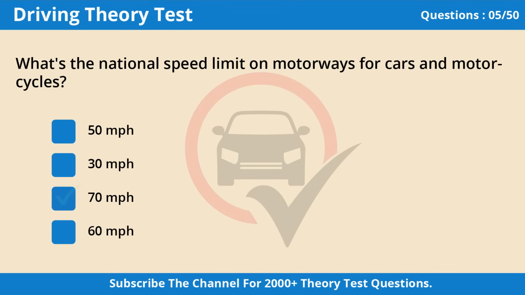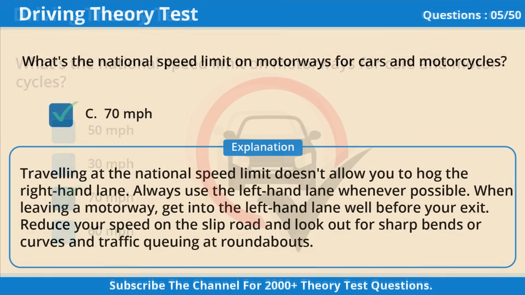C. 70 miles per hour. Traveling at the national speed limit doesn't allow you to hog the right-hand lane. Always use the left-hand lane whenever possible. When leaving a motorway, get into the left-hand lane well before your exit. Reduce your speed on the slip road and look out for sharp bends or curves and traffic queuing at roundabouts.